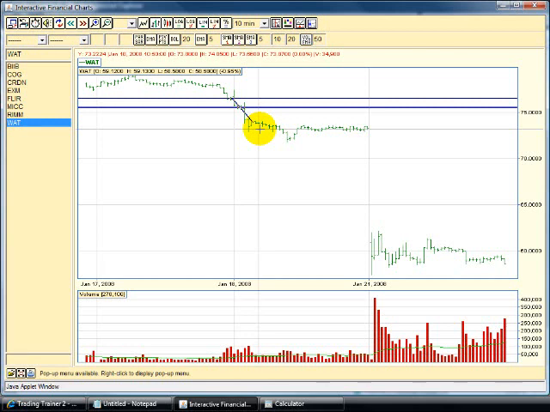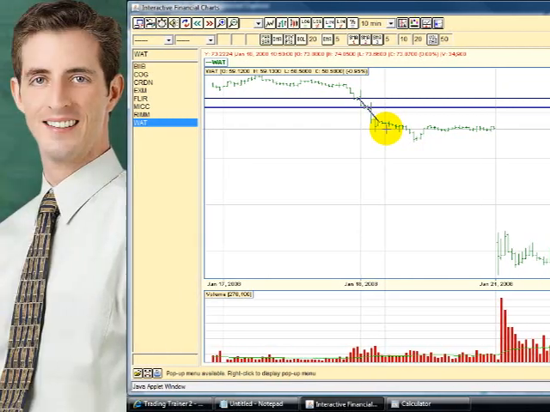This was a great example of what can happen when you follow technicals on a breakout. All right, that's all I've got. Please take care.